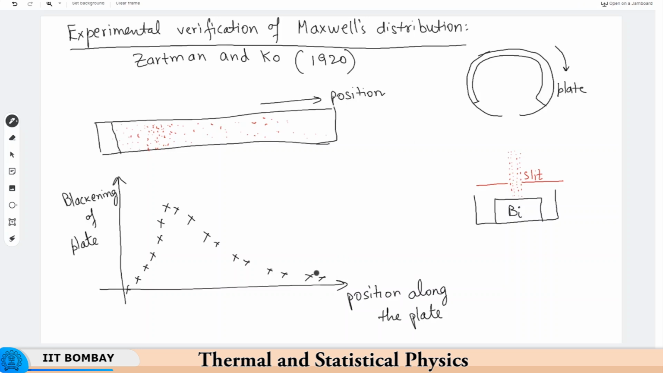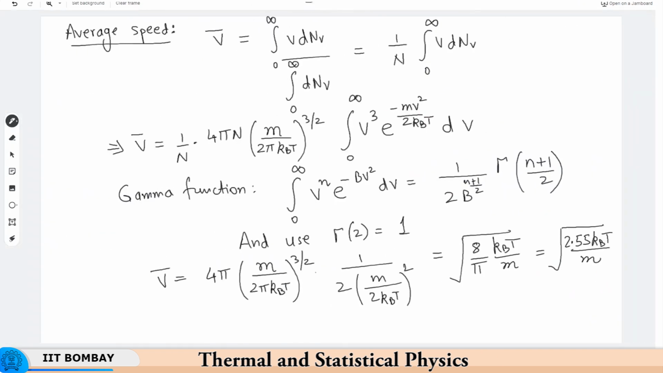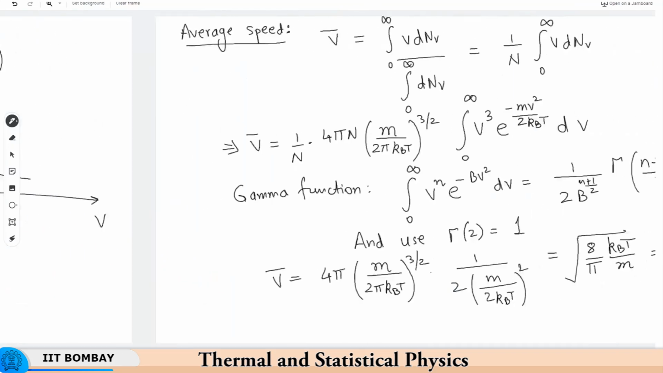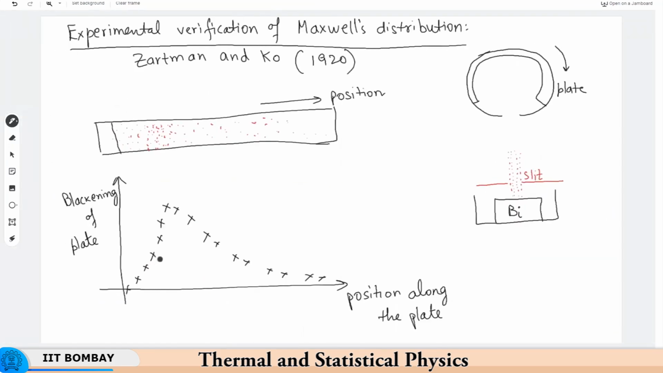So, the fastest molecules got deposited the earliest, and they corresponded to the position which was far right. Remember, the plate is going, the cylinder is moving like this, and when they fitted this data with this expression, which is the Maxwell distribution, that is the fit.